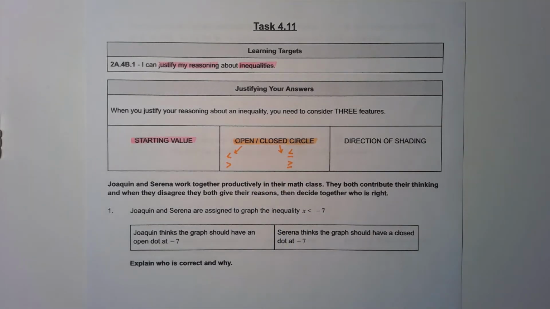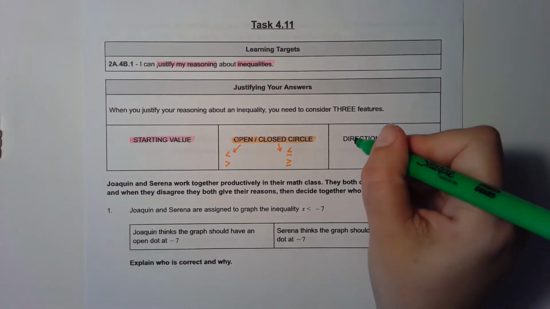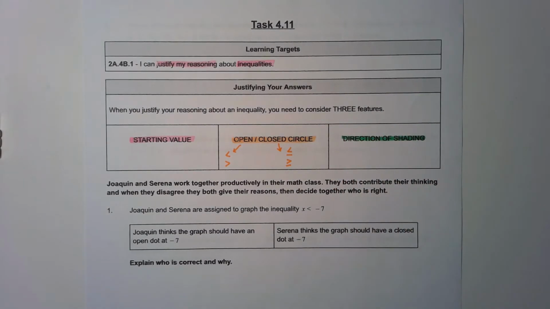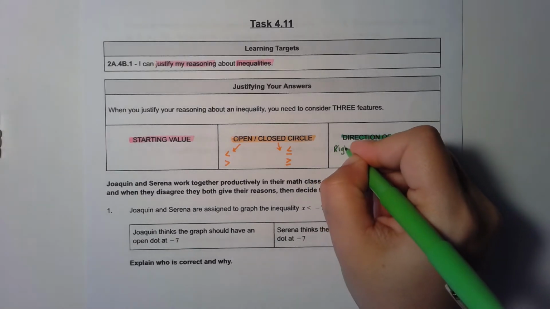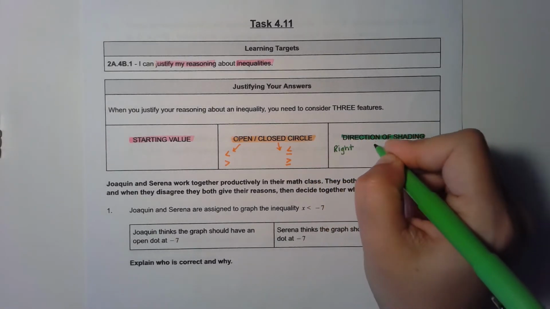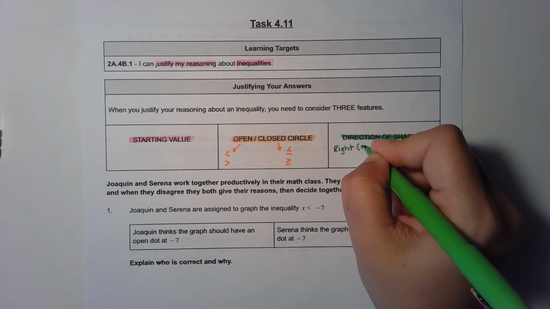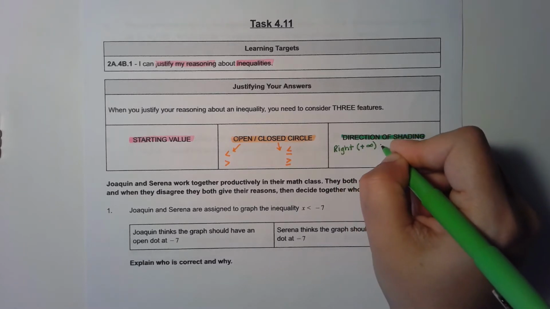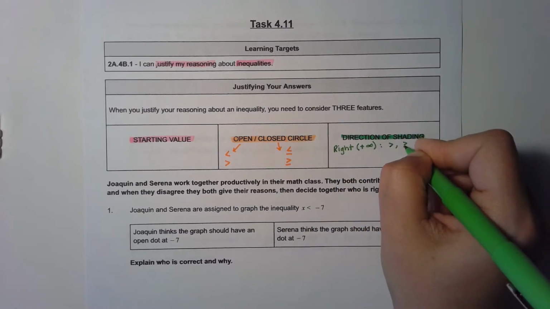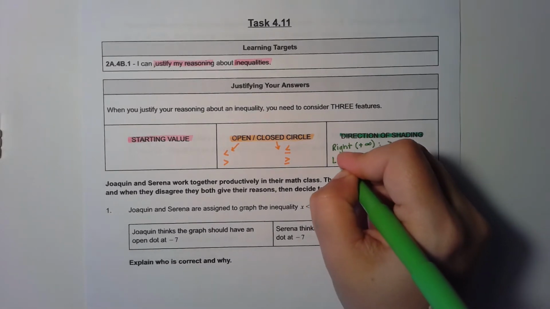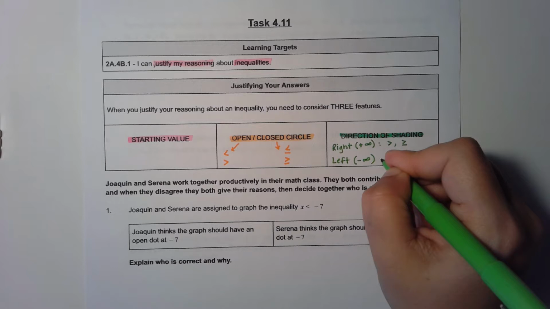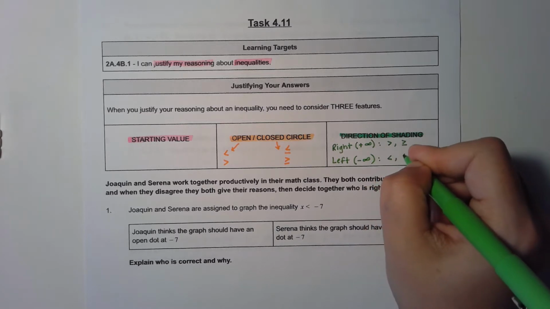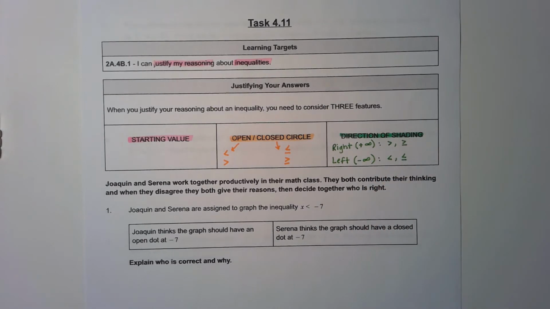And you need to consider the direction of shading. So as a reminder, we're going to shade to the right, which means towards positive infinity, when we have a greater than or equal to, and we're going to shade to the left, which means we're shading towards negative infinity whenever we have a less than or equal to.